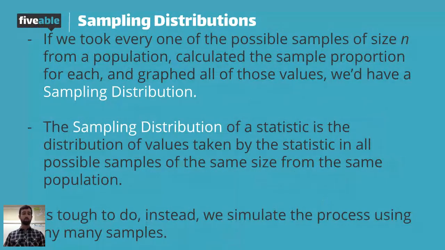Well, what is a sampling distribution? If we took every one of the possible samples of any particular sample size that we want, we'll call it N, from a population, calculated the sample proportion for each, and graphed all those values, we'd have a sampling distribution.